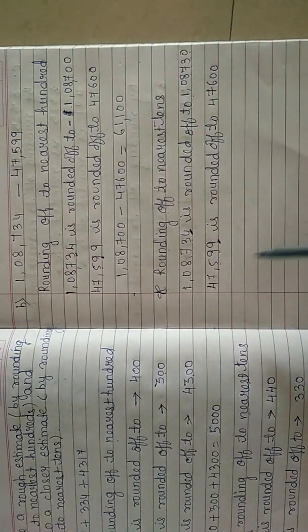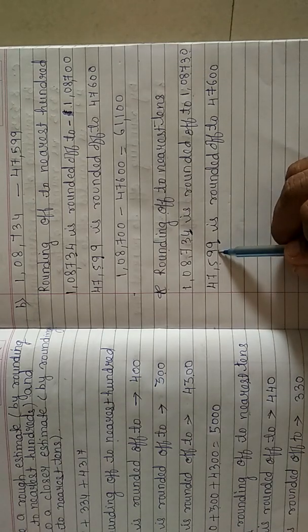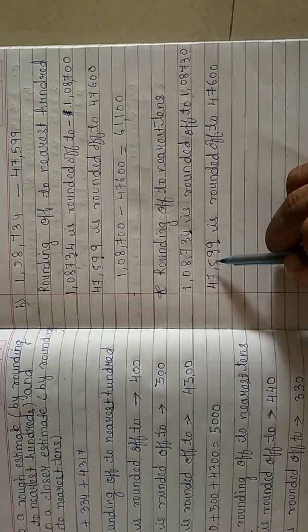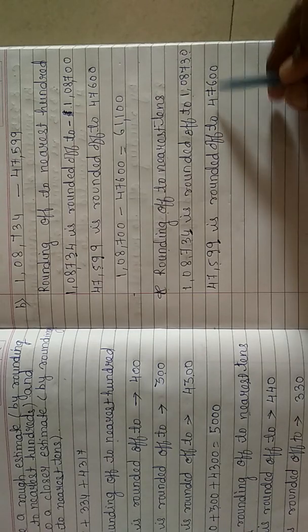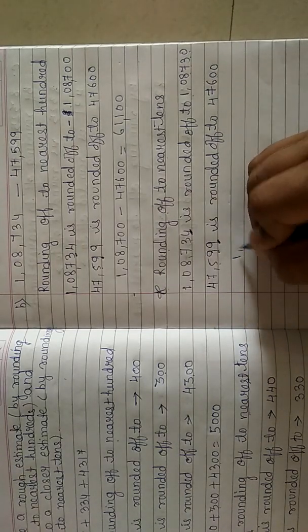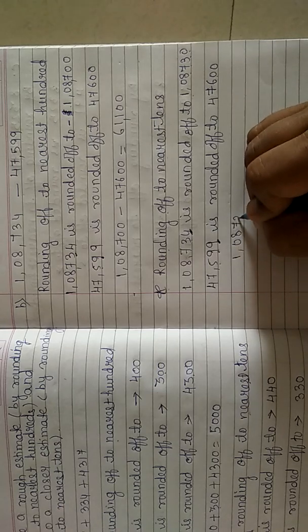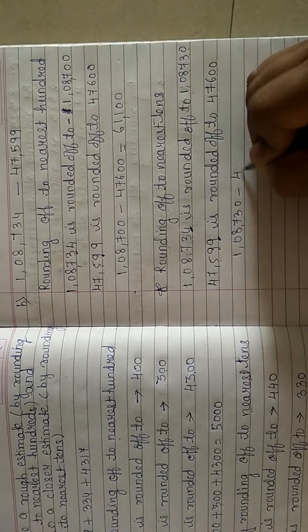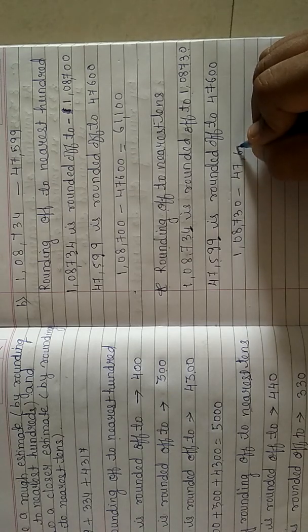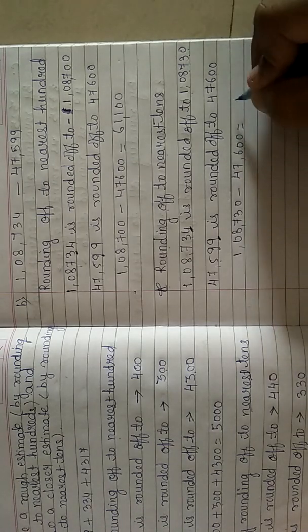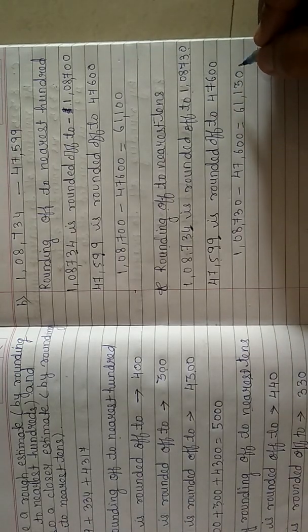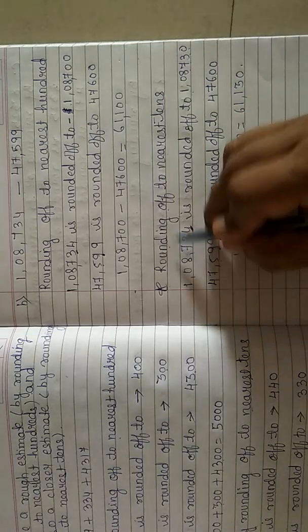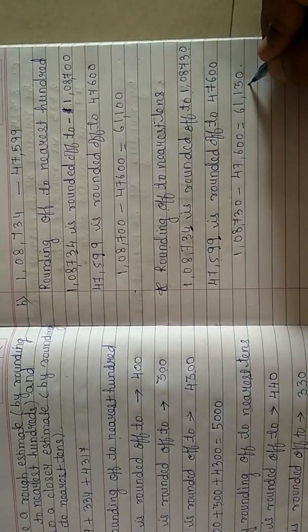Now children, you might be confused about how it is. See, if you add 1 in this, it will become what? 59 will become 60, isn't it? So like this. Now here 1,08,730 minus 47,600 will give you 61,130. This is the answer by rounding off to nearest tens.